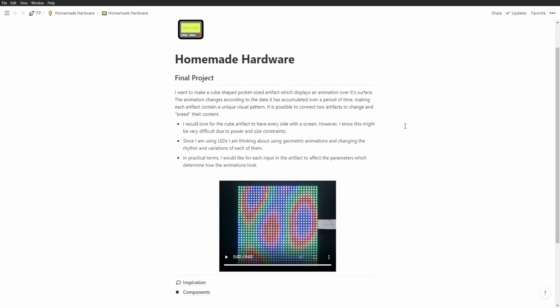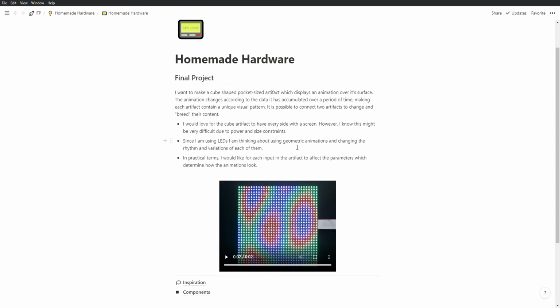I want to make a cube. I want the cube to have each of its sides like this, hopefully. Probably not the exact same patterns, but I want the cube to have animations on each of its sides. I want it to be small, something you can hold in your hand or at least hopefully carry in your pocket. And I want the animations to depend on the data it has been collecting during the day. So, anyways, yeah, I want it to be like that.